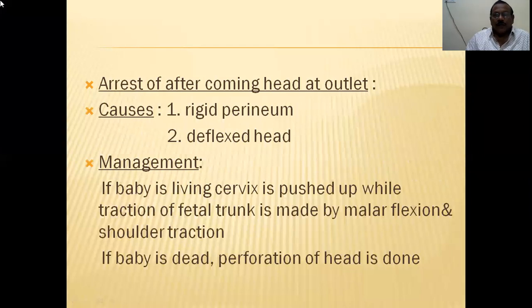Arrest of aftercoming head at outlet due to rigid perineum and deflexed head. If the baby is living, the cervix is pushed up while traction of the trunk is made by molar flexion, shoulder traction. If the baby is dead, perforation of the head is done.